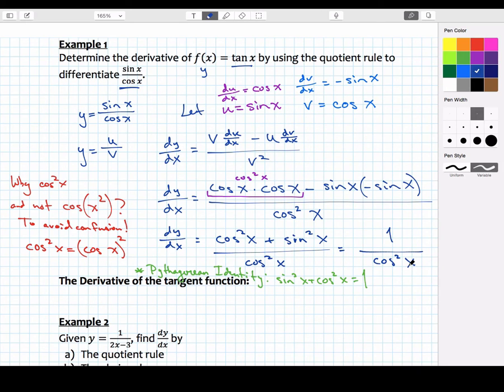Okay? And that's our result. So we can summarize here. The derivative of the tangent function is 1 over cosine squared of x. And this completes our derivatives of trig functions. The derivative of sine is cosine, the derivative of cosine is negative sine, and the derivative of tan is 1 over cosine squared. And you guys got it. Cool. Very good.